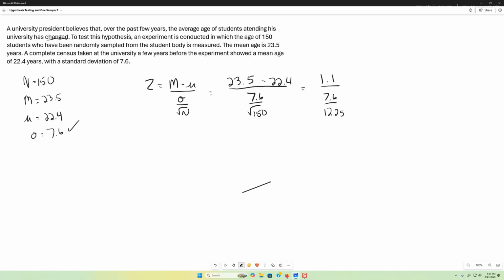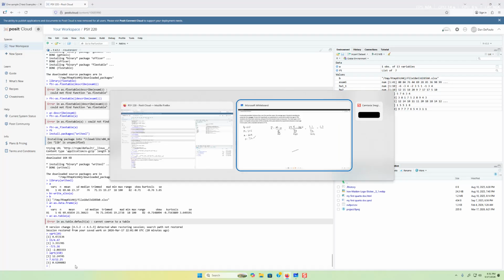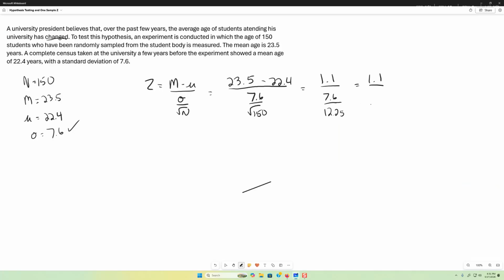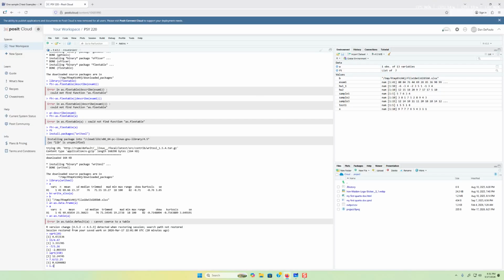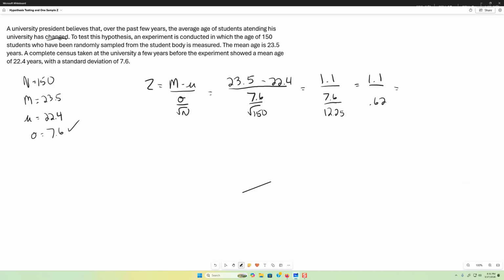You might have some rounding error, which is fine. 1.1 over that fraction, 7.6 over 12.25, gives me 0.62 rounded to 2 decimals. And then 1.1 over 0.62 is 1.77 rounded to 2 decimals. Positive. So there is an increase, right? You see it here. It's 1.77.